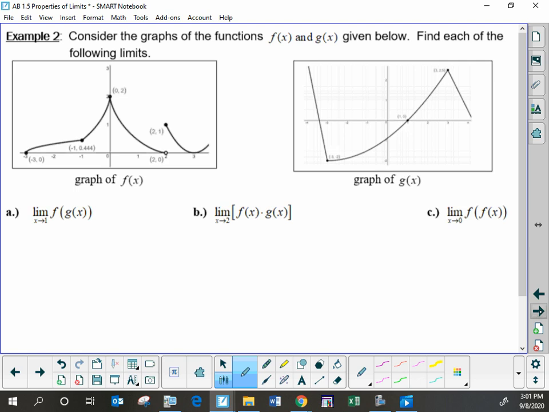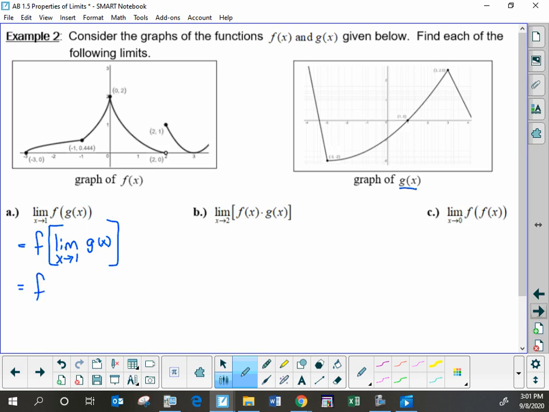So example 2 says, let me flip my page. Consider the graphs of f and g given below. Find each of the following limits, and I notice this is my g of x, and the first graph is my f of x. And it says, what's the limit as x approaches 1 of f of g of x? So I'm going to try and do the inner function evaluation for that limit, and then take that result and plug it into f.